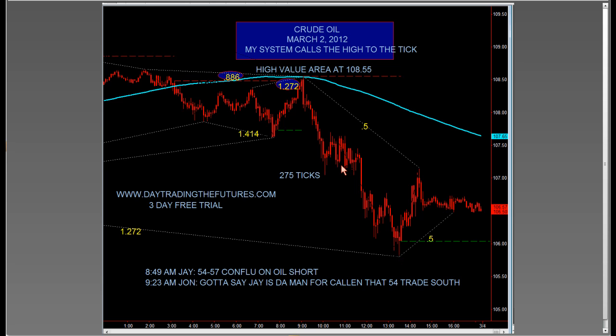The beautiful thing about it is this was my market profile level too. My high value area is 108.55. So 15 minutes before it even came up, we knew that we had 55 confluence with my moving average, and also my beautiful harmonic numbers of 886 and 1.272 coincided together. I teach you how to do that in the room, and we nailed the market beautifully to the downside.